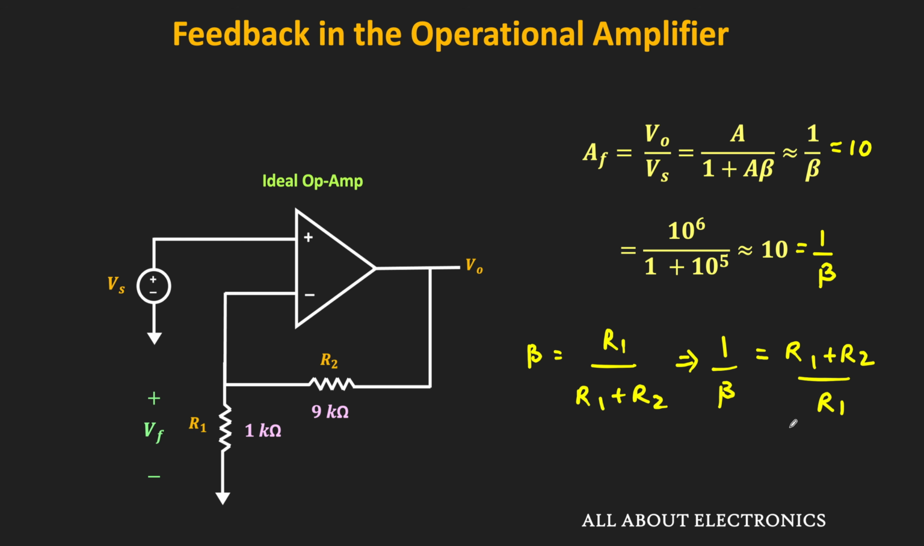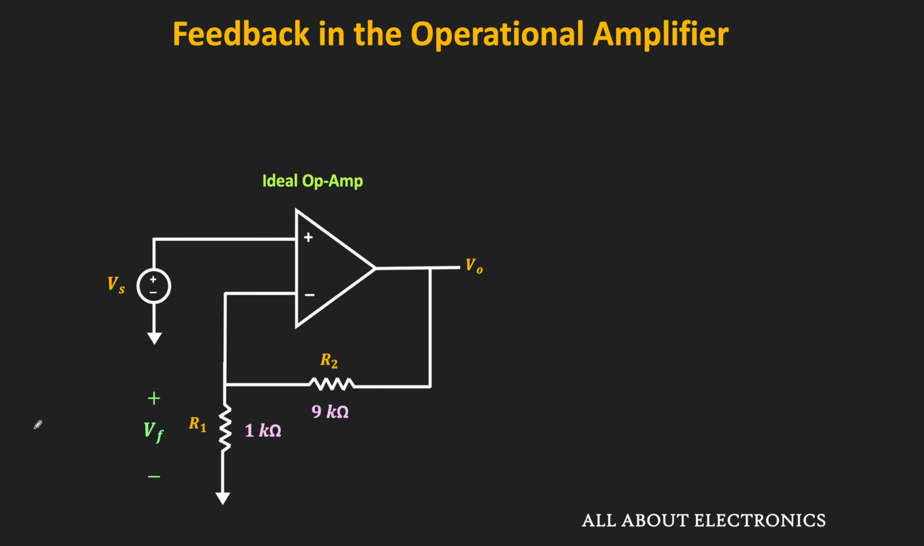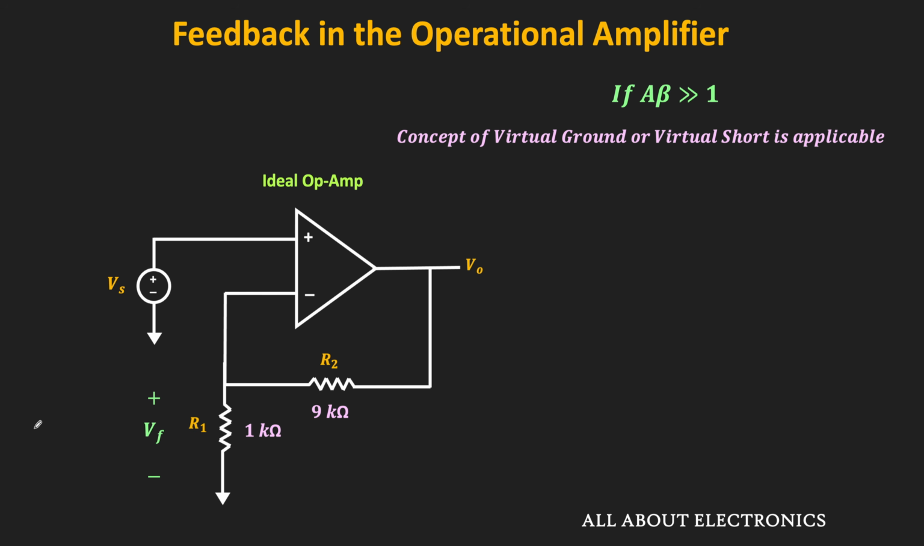And this equation holds true whenever the value of Aβ is much greater than 1. So in such a case, just using the external resistors, it is possible to set the gain of the op-amp. Similarly, when this Aβ is much greater than 1, then the concept of the virtual ground or the virtual short is also applicable.